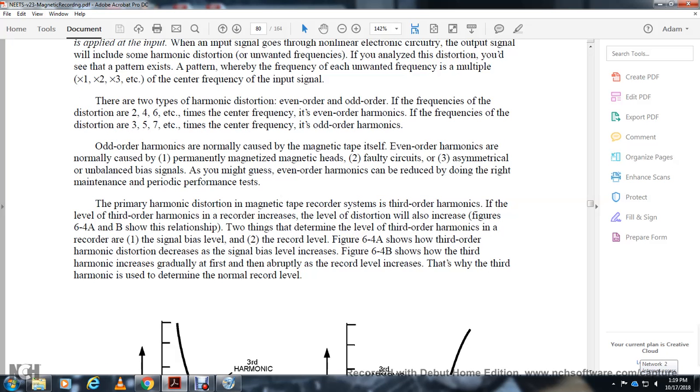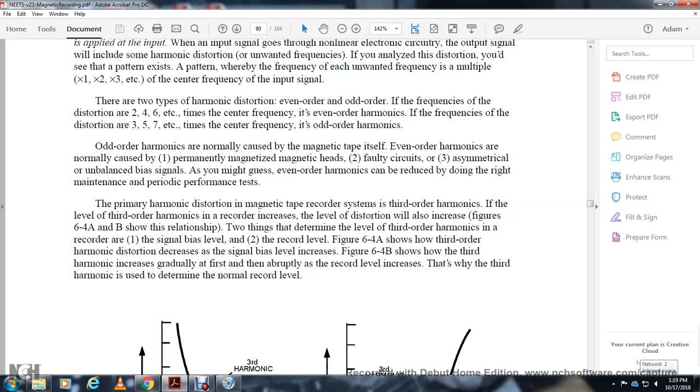Our primary distortion in a magnetic recorder system is the third harmonic. As the recorder level increases, the level of the distortion will increase, as shown in figure 6A from 4A and B. The relation is that the level of the third harmonic in the recorder increases as the record level increases, as in figure 6.